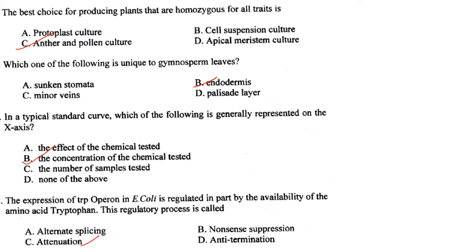Which one of the following is unique to gymnosperm leaves? So it is the endodermis that is unique to gymnosperm leaves. The long cylindrical needle leaves of pine, that is a gymnosperm, have an outer chlorenchyma made up of lobed cells and a central vascular bundle. The two tissues are separated by a boundary of parenchyma known as endodermis. So the answer is option B.